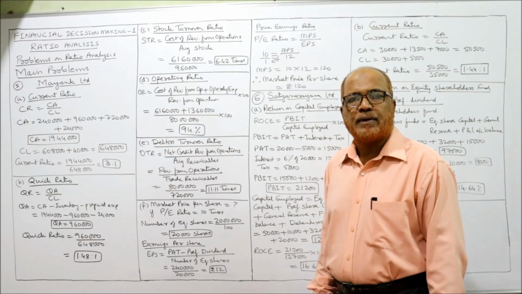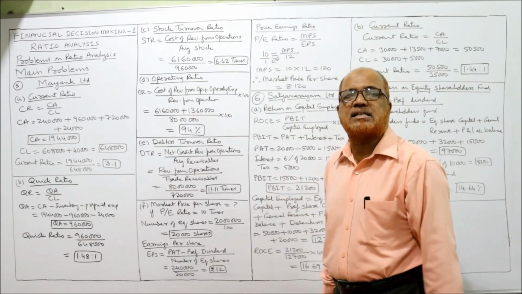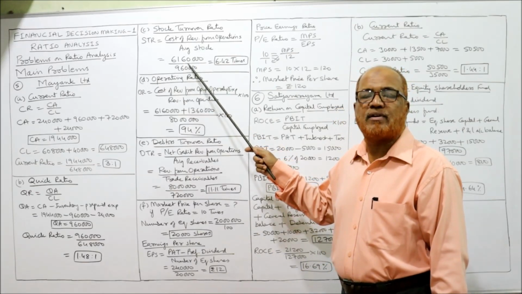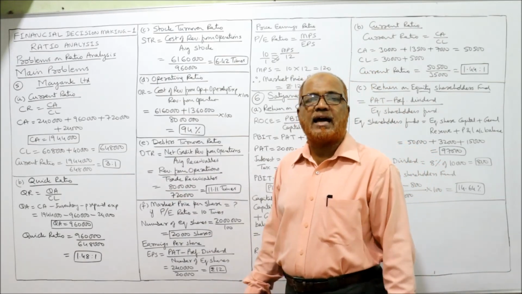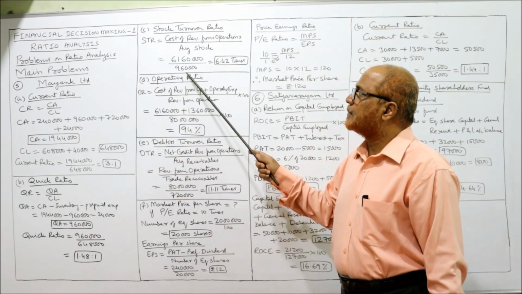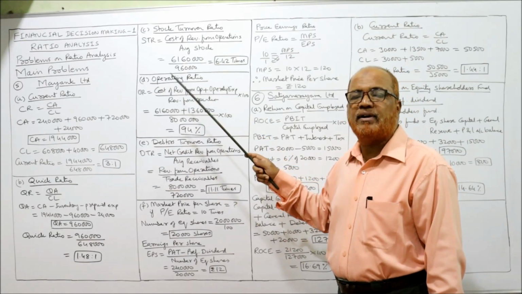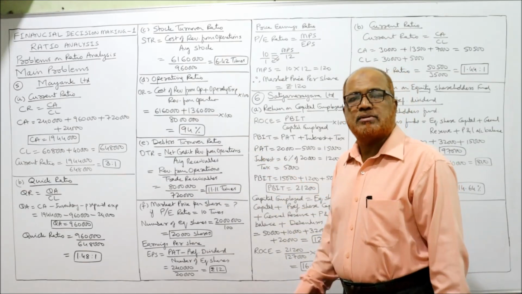We take the cost of revenue from operations given in the problem, 61 lakh 60,000, and closing inventory 9 lakh 60,000. So average stock we cannot calculate; alternatively we can take the closing inventory. So 6.42 times. This is the stock turnover ratio.